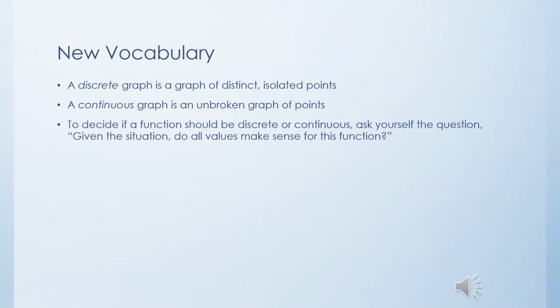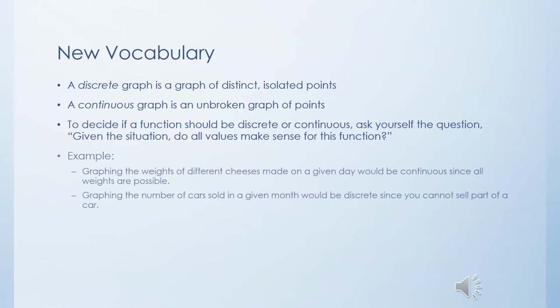To decide if a function should be discrete or continuous, you need to ask yourself the question, given the situation, do all values in this situation make sense? For example, graphing the weights of different cheeses made on a given day would be continuous since all weights are possible. Graphing the number of cars sold in any given month would be discrete because there's no way you can sell part of a car if you're selling cars.